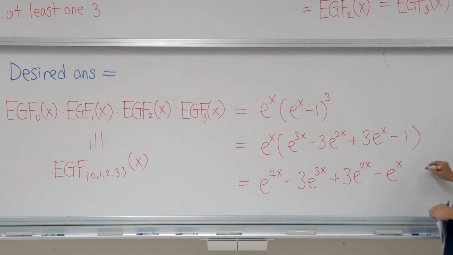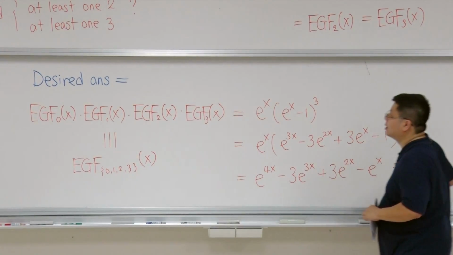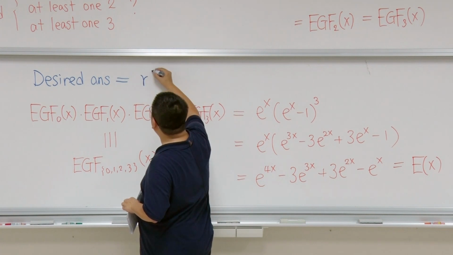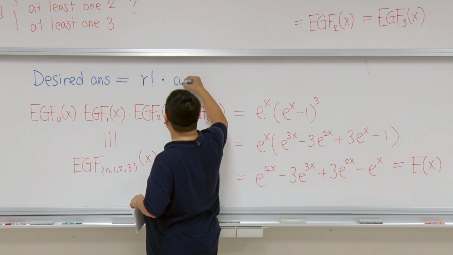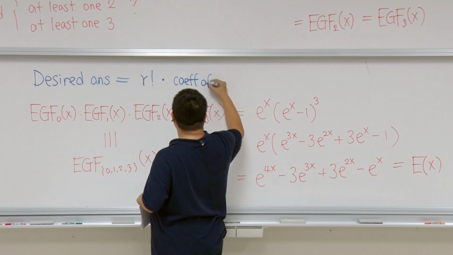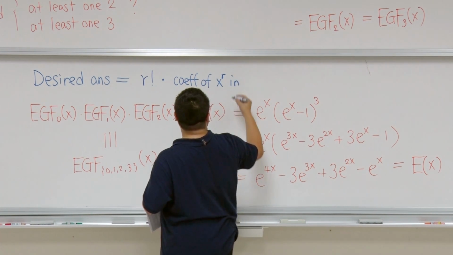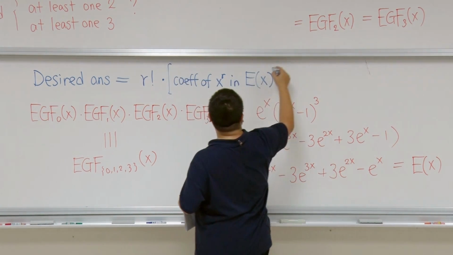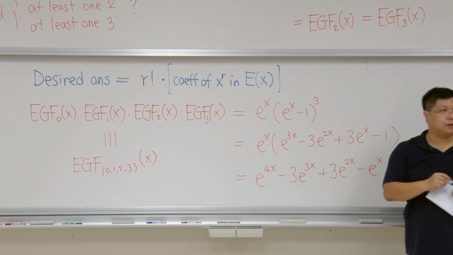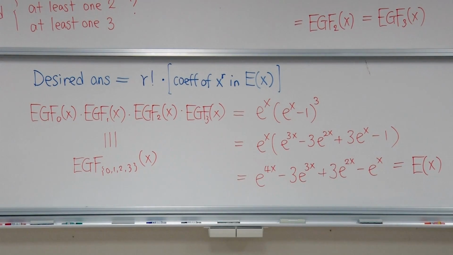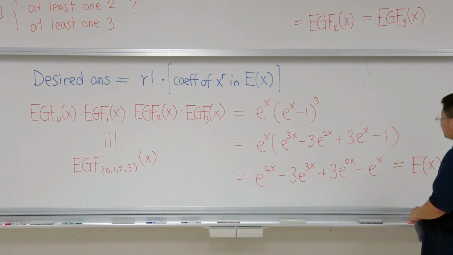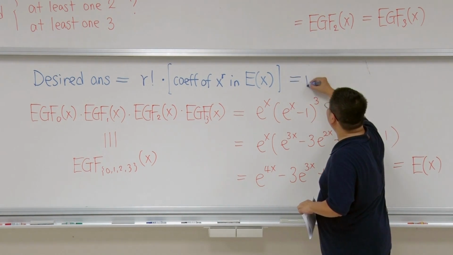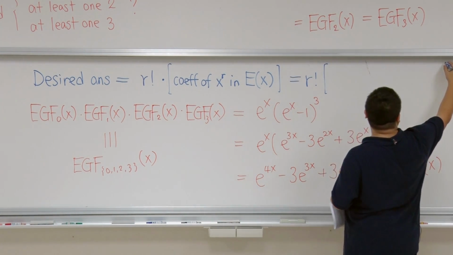Let's give it a symbol. Let's call it e of x, okay? So the desired answer will be equal to r factorial multiplied with the coefficient of x to the power r in this e of x. If we can get the coefficient of x to the power r here, then we are done. Is that okay? So this is equal to r factorial multiplied with something.